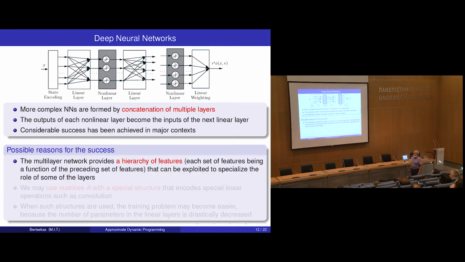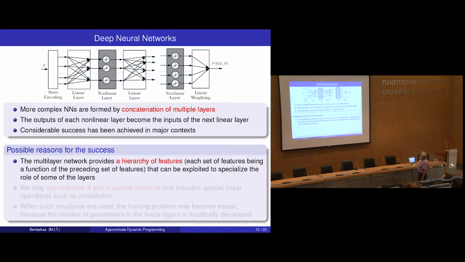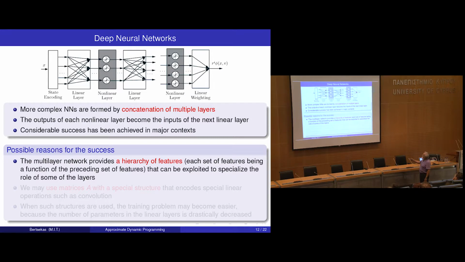And the success of these deep neural networks in specialized contexts like image processing or speech processing, and also dynamic programming, are not clear, but people speculate that here what we have is not just simple features, but rather a hierarchy of features. Features from one stage drive features on the next stage. So you have a more rich content into these features potentially. And so this can be exploited to specialize the role of some of the layers. And also, as I mentioned, we can use matrices in the linear layers that have a special structure that encodes special linear operations such as convolution and others.